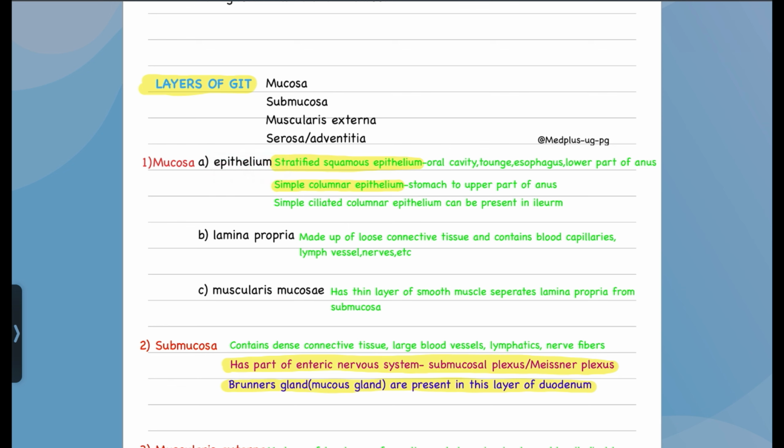Epithelium, as I have stated already, the 4 parts lined by stratified squamous epithelium are the oral cavity, tongue, esophagus, and lower part of the anus. Rest all is lined by simple columnar epithelium. And lamina propria, which is also made up of connective tissue, contains blood capillaries, lymph vessels, and nerves. And muscularis mucosae contains a smooth muscle layer which separates the lamina propria from the submucosa.